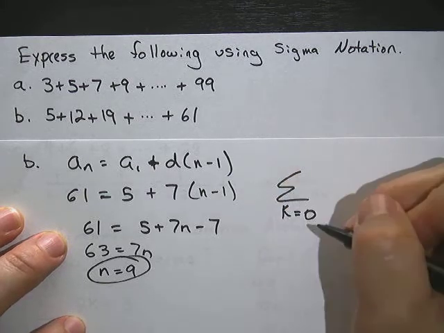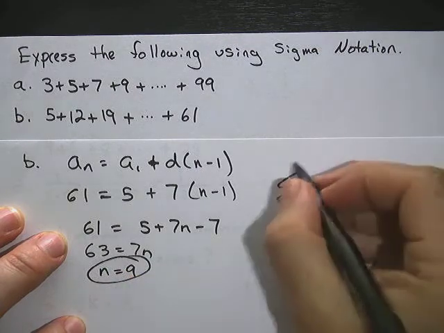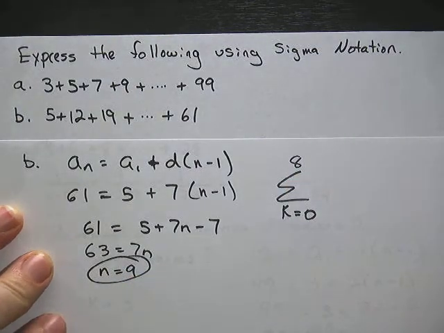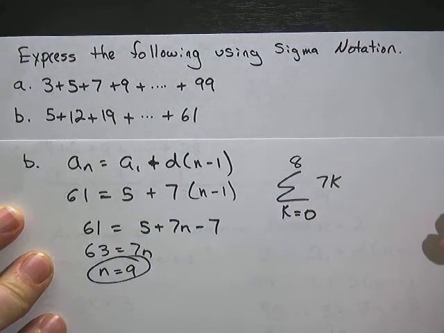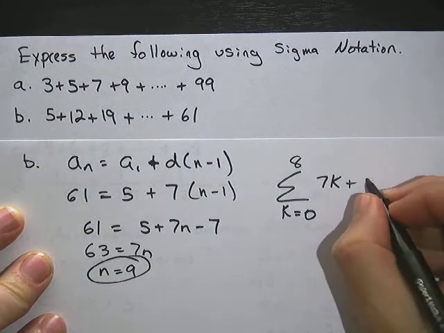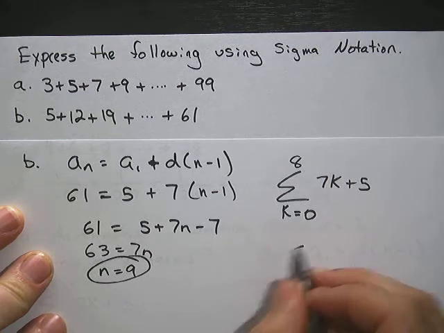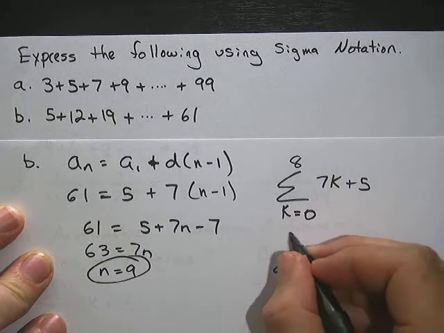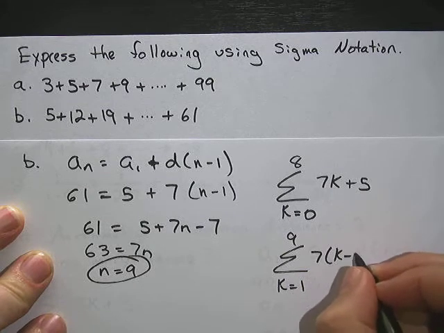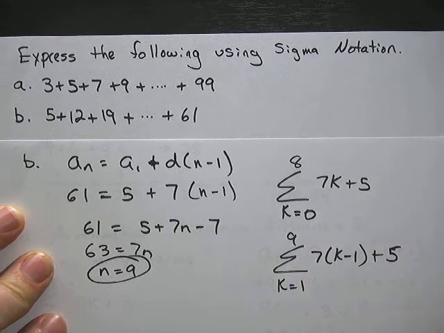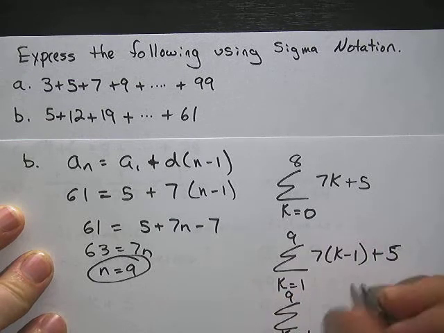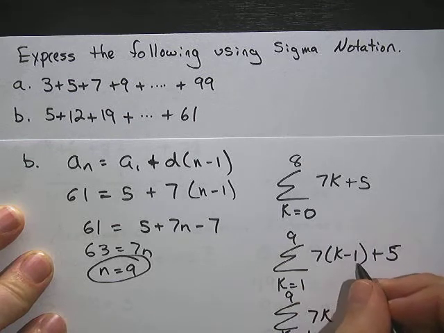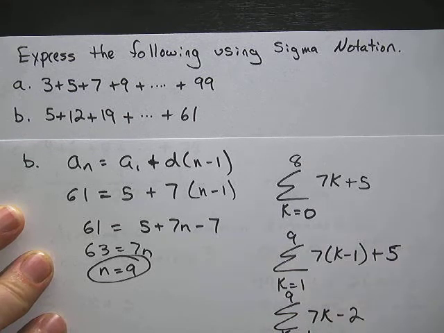Okay, so we know what we're going to do is start with k equals 0 to where? Remember, it's starting at 0, so it's not 9, it's 8. Okay, and then, since this is also an arithmetic sequence, you just say, how much are we going up each time? That was 7, so 7k. And then where did we start? 5. Done. If you want to write it at k equals 1 to 9, it's 7 times k minus 1 plus 5. Okay, so that will give you k equals 1 to 9. Let's see, 7k, distribute this, that's negative 7 plus 5 is negative 2.